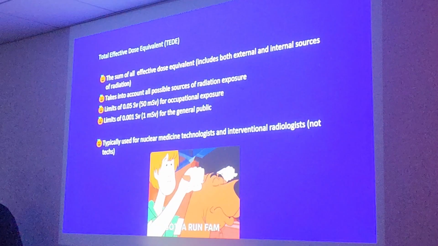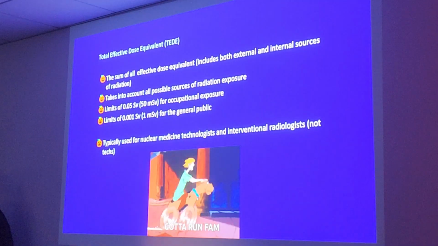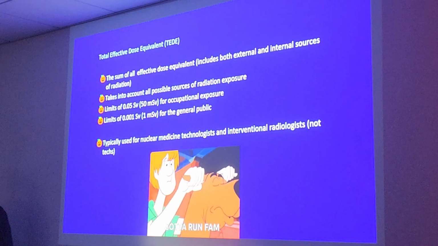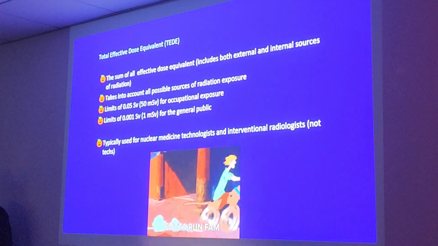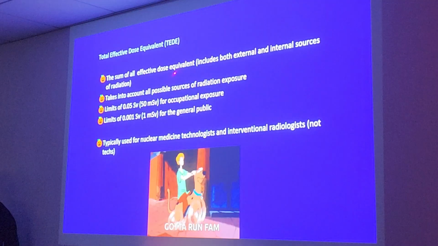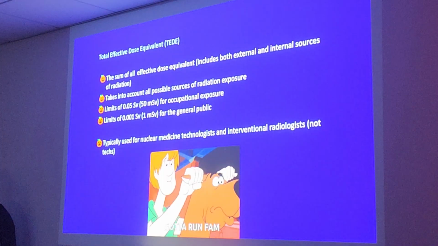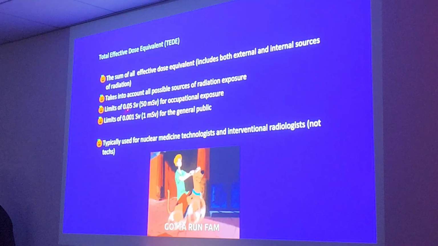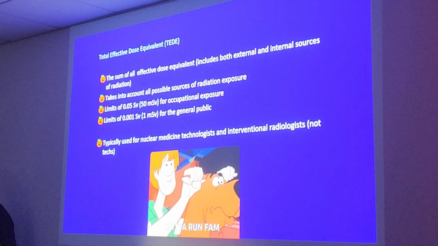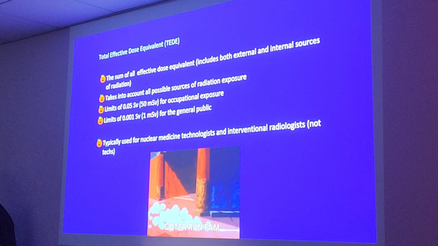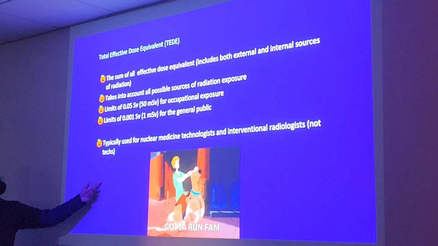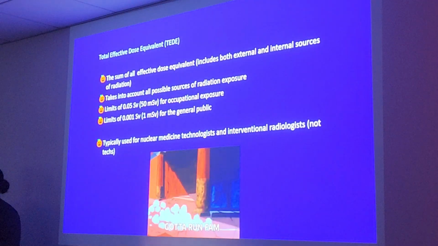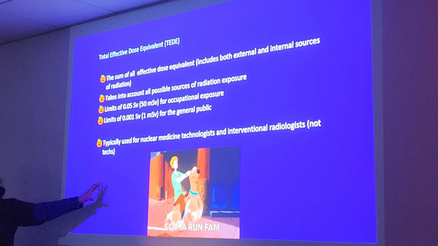The name is funny. Last one, total effective dose equivalent. So this TEDE takes into account all possible sources of radiation. So it's a sum of effective dose equivalent for both external and internal source of radiation. And we know that it's 0.05 for occupational and then 0.001 for general public. And it's typically used for nuclear medicine technologists and interventional radiologists because they're exposed to a lot of radiation. Interventional radiologists, not the techs.